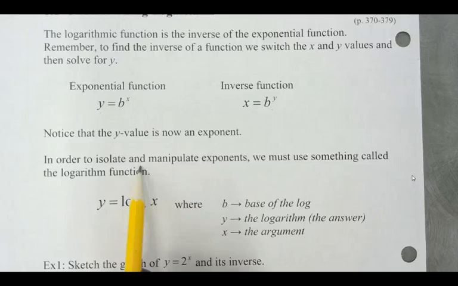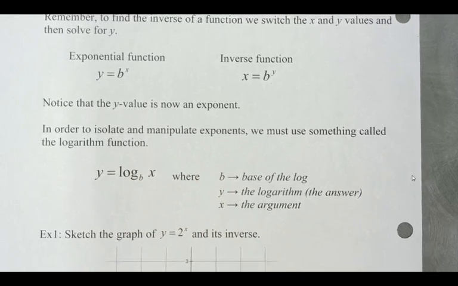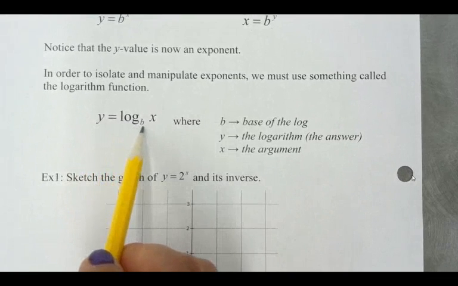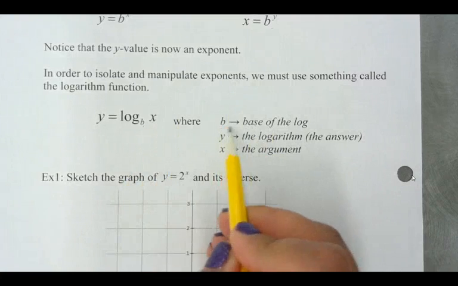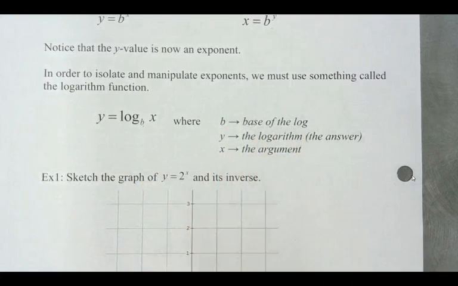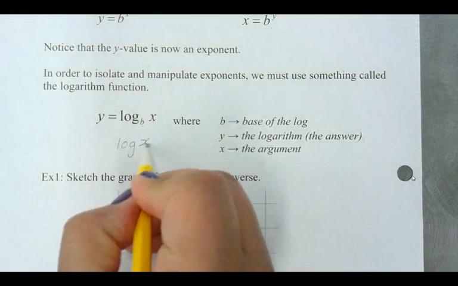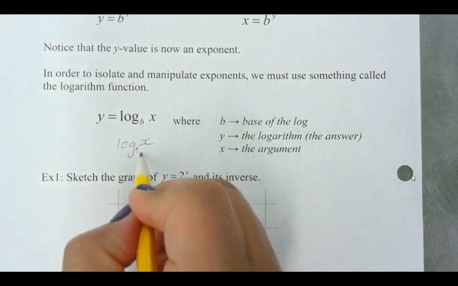So in order to isolate and manipulate exponents, we must use something called the logarithmic function. So here we've got y equals log base b of x. So b is the base of the log. If there isn't a base written, if you just see something like log of x, then it means it's base 10.